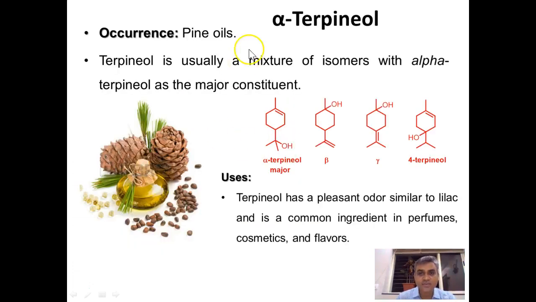Now let us see from where we get the alpha terpineol. The major source of alpha terpineol is pine oils. This terpineol molecule is a mixture of various structural isomers. Terpineol exists as alpha isomer, beta isomer, gamma isomer, and it is also called 4-terpineol. Out of these isomers, the percentage of alpha terpineol is measured in pine oils. It has a pleasant odor similar to the flowers of lilac, and because of this pleasant odor, it is commonly used in the perfume industry, cosmetics as well as flavors.